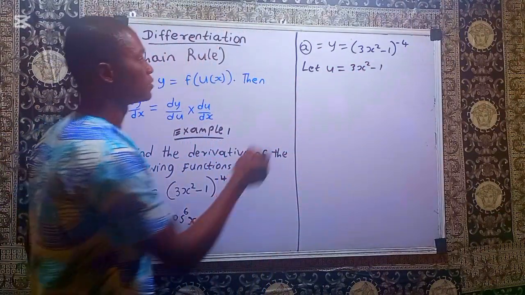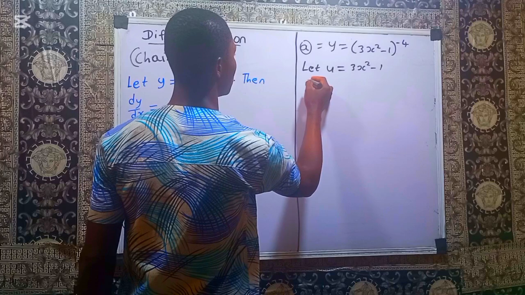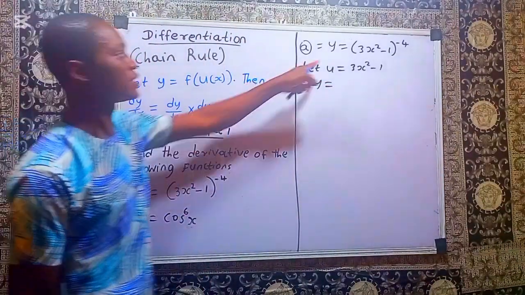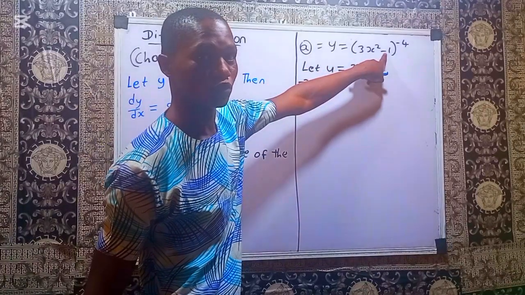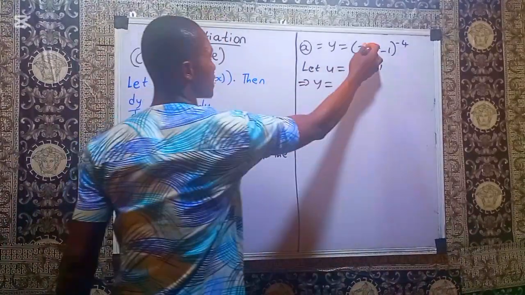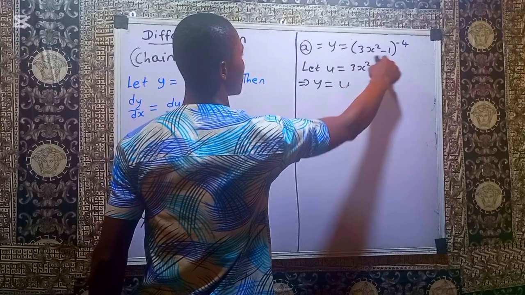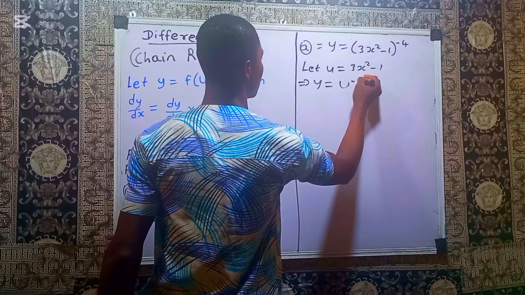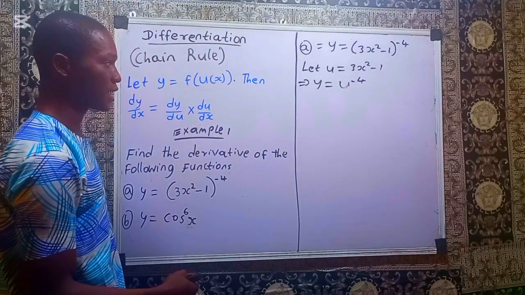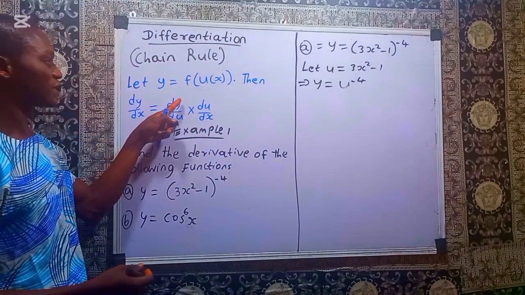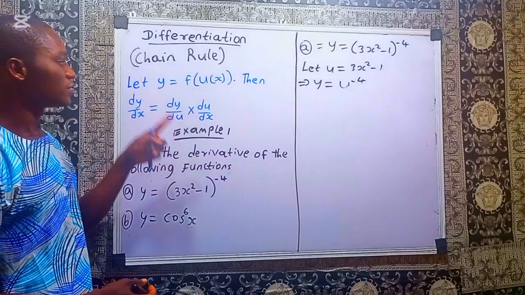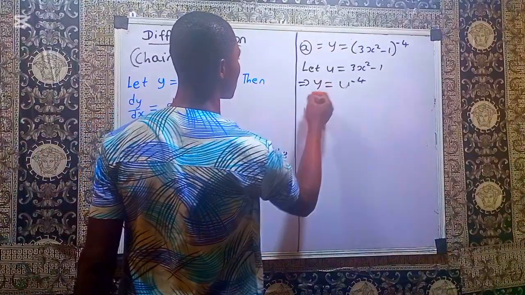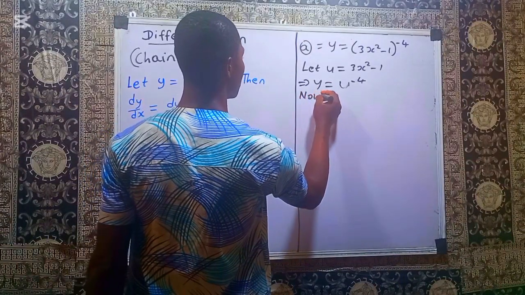Then if u is this, this implies that y will be equal to what? Since we have called everything inside the bracket u, I have u raised to power negative 4. That will be my y now. Then the formula says differentiate y with respect to u, then multiply it by the derivative of u with respect to x. So let's just find the derivative of each of them.